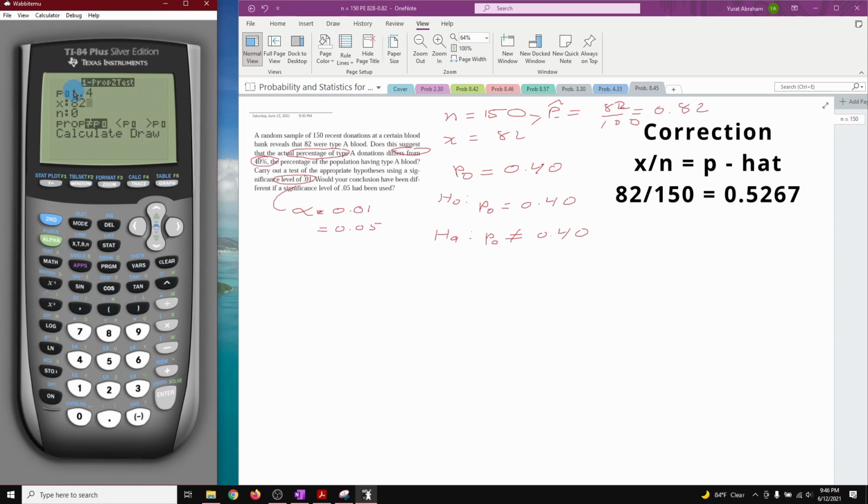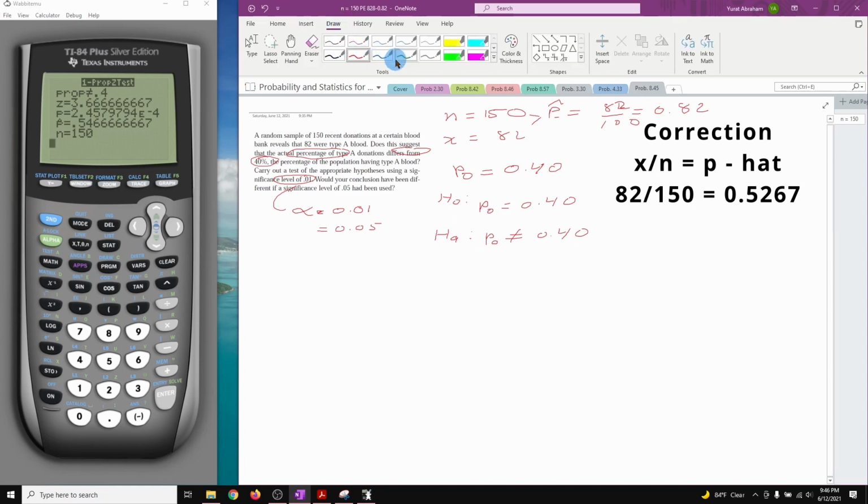Notice that the P naught in some problems is going to be what the scientists are claiming or what the scientists have concluded in some past study. Okay? And your N is the number of samples, 150. And then here, we're going to select the one that matches the HA, in this case, not equal. Press enter, down, calculate, and we have these results here. Now, what all these numbers really mean is the following. Let me switch colors here.